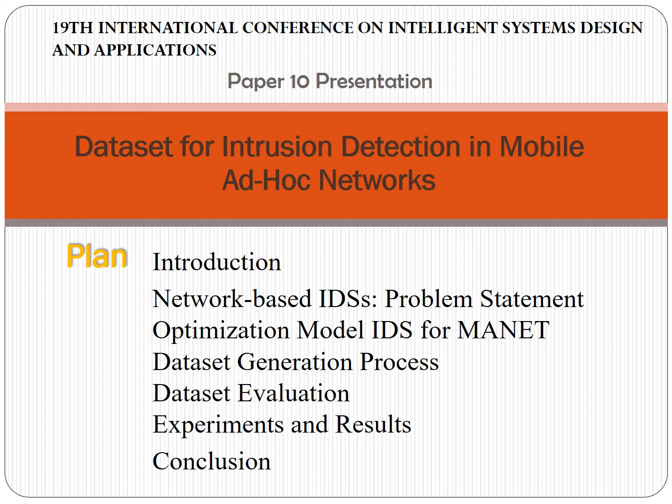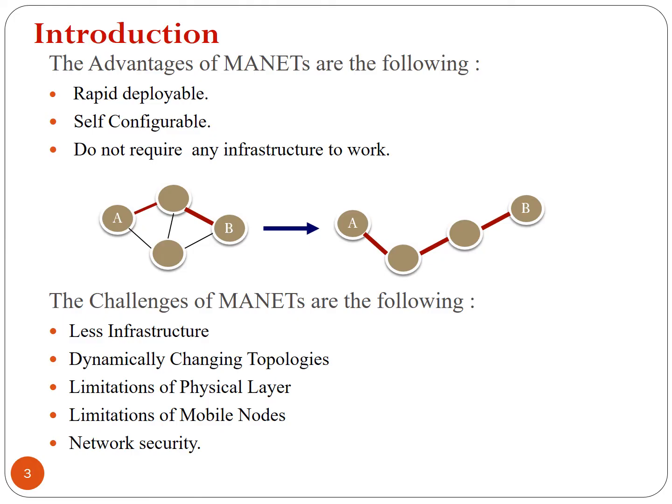As for our plan, it's divided into 7 main parts: the introduction, network-based IDS's problem statement. Then we move to the optimization model ideas for MANET. Later, we're going to spotlight the dataset generation process and the dataset evaluation. And finally, we're going to end up with the experiments and the results, finishing with a conclusion.